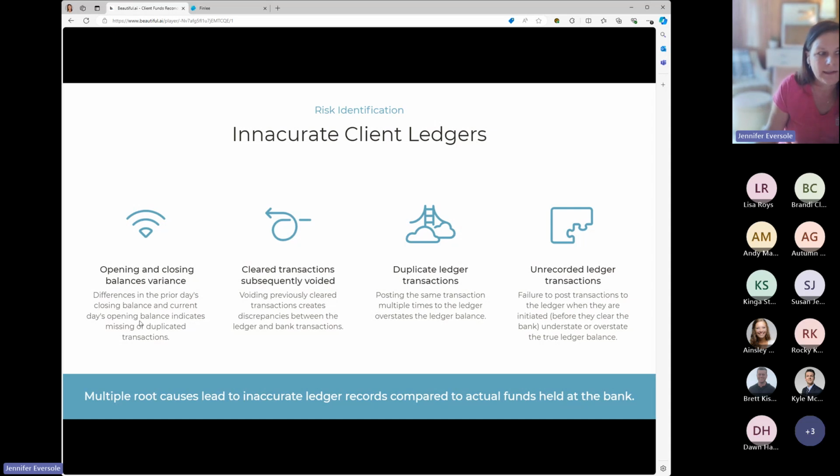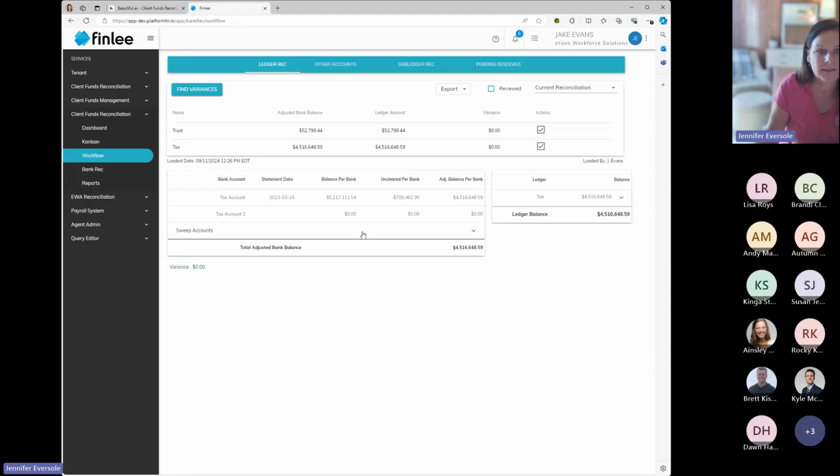And also if you change an opening bank balance, not that you can in Finlee unless it's the first day, but yeah, if you did, that would also cause a ledger reconciliation variance. So this is really important. It's really quick. The system is designed not to let this happen very often. I know they sneak in there every once in a while, but typically that's how they work.